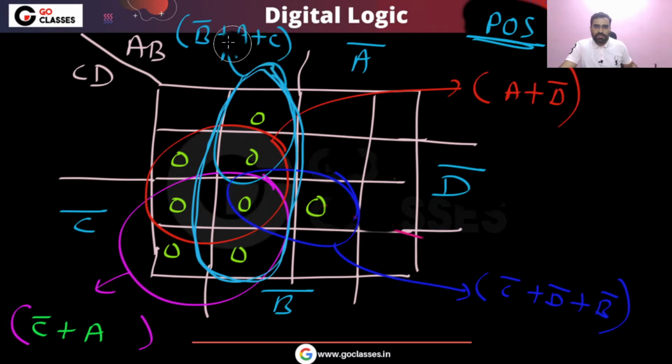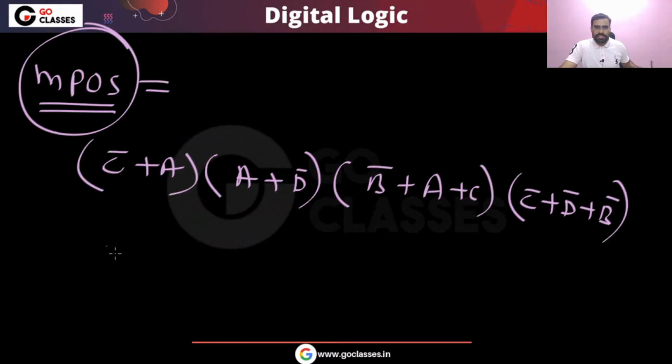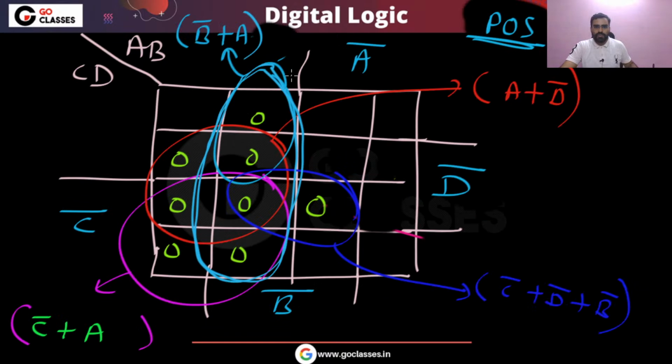So if we take this size 4, then this is in the area of A or B bar. So answer will be B bar or A. This is correct. So this is your minimum POS. Yes, this is correct. Thank you, Sandeep. So some students have suggested, yes. So this is correct, because we can take this area.